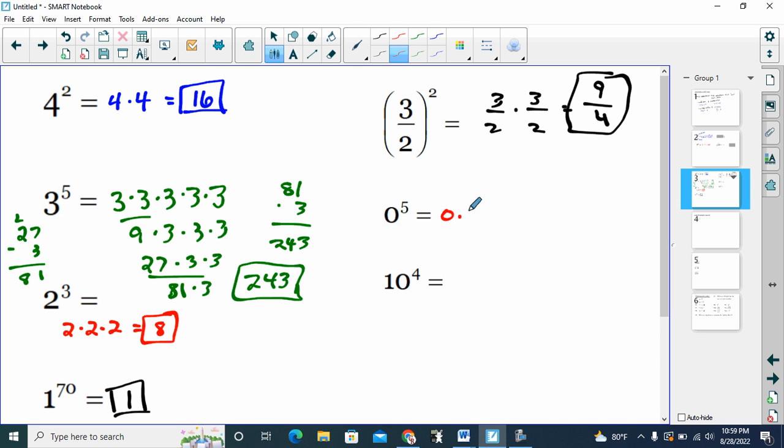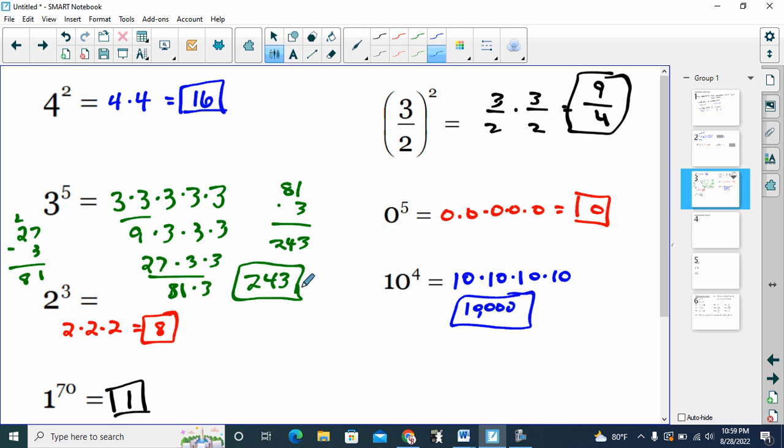0 to the 5th power would be 0 times itself 5 times. Remember, anytime I multiply times 0, I get 0. And 10 to the 4th power, anytime you multiply by 10, you add a 0. So 10 times 10 is 100. Times 10 is 1,000. Times 10 is 10,000. So those are all exponents.